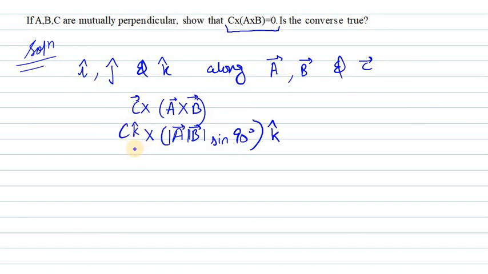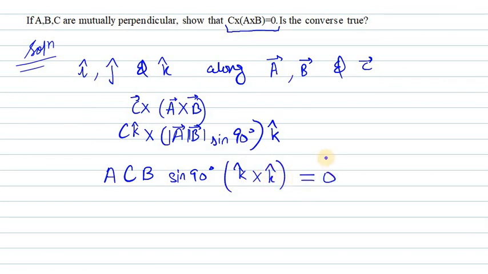So now you can see that we have C and we have A and we have B and we have sine 90 degrees, that is 1, but we have k cap into k cap, and we know k cap into k cap is 0. So therefore this is true that C cross A cross B equals 0. Now we need to show, is the converse true?